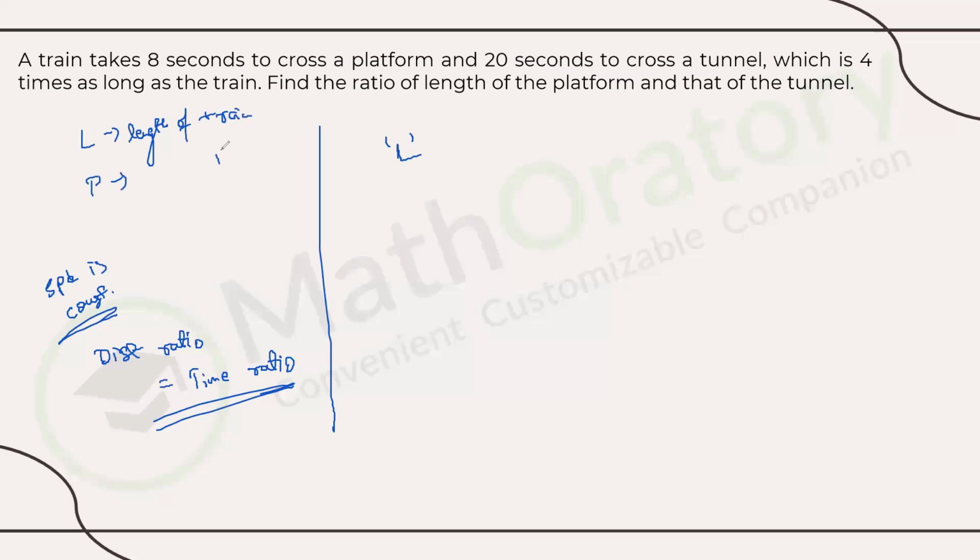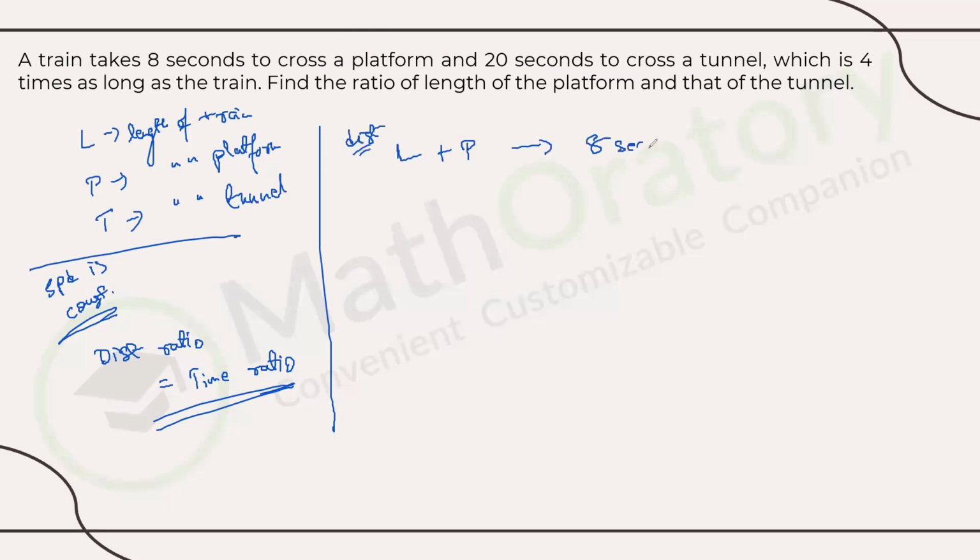P being the length of the platform, and T. That is why I used L, because I want to use T for the tunnel. So we have L for the length of the train. When it is crossing the platform, it's covering its own length plus the length of the platform. And it does cover this distance in 8 seconds. So that is the time.